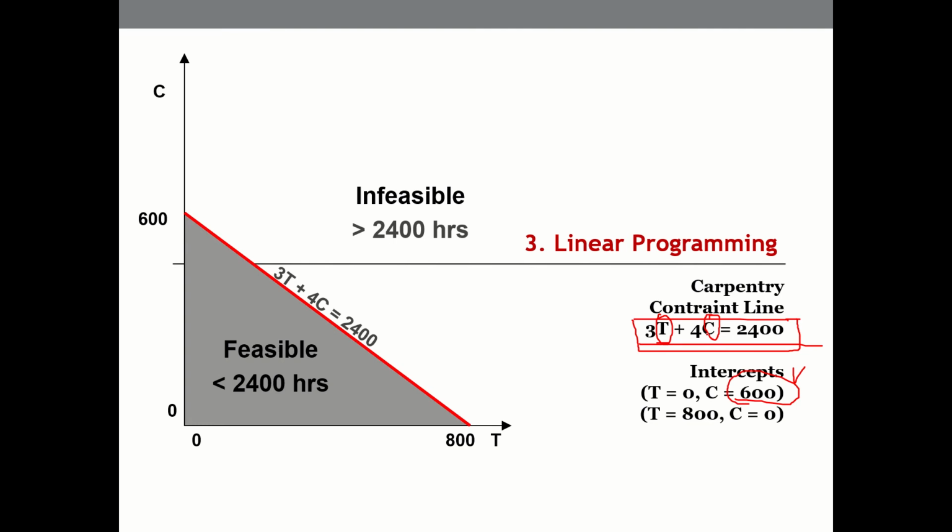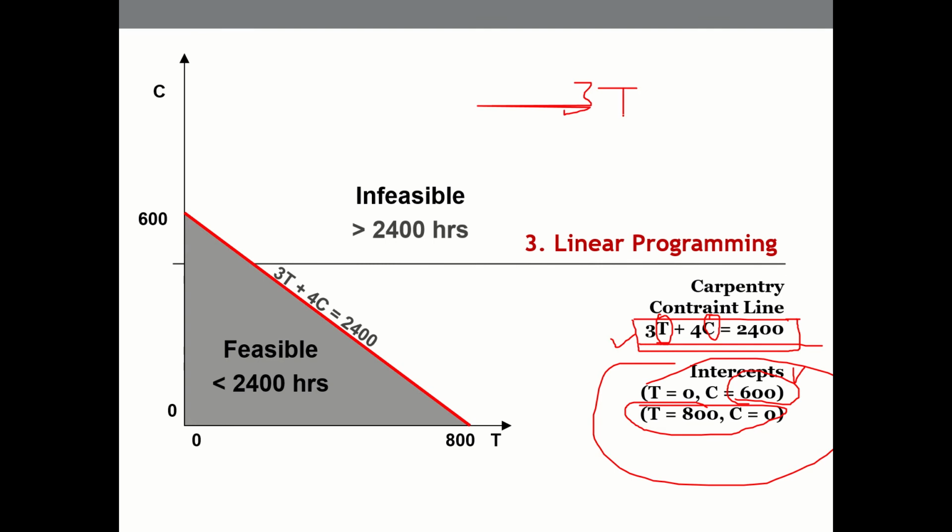Similarly, when C becomes 0, 4 times 0 is 0, so 3t is equal to 2,400, and t is equal to 2,400 divided by 3. So we get a value for t. These are the intercepts for t and c that can be achieved for this equation. I hope you are getting it.